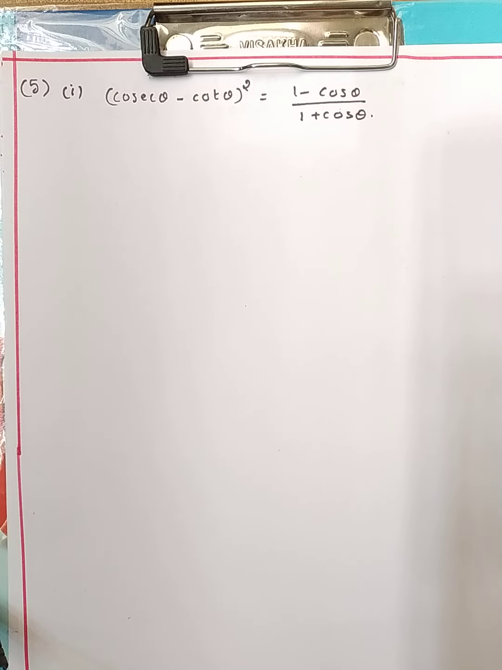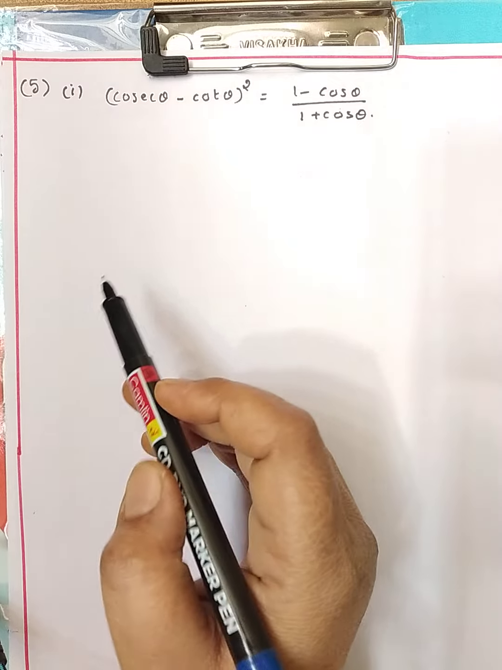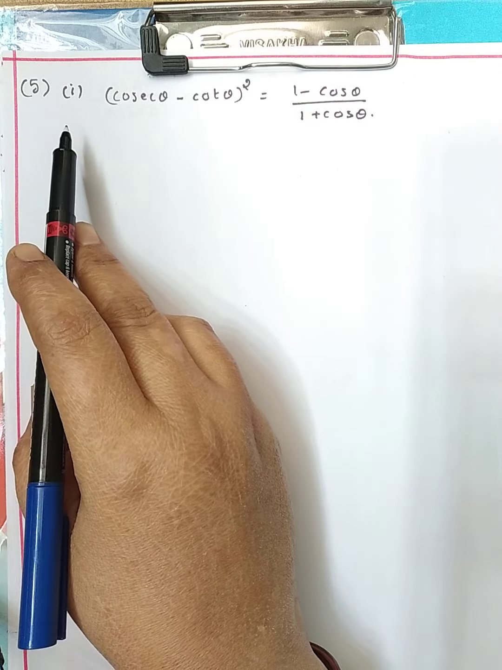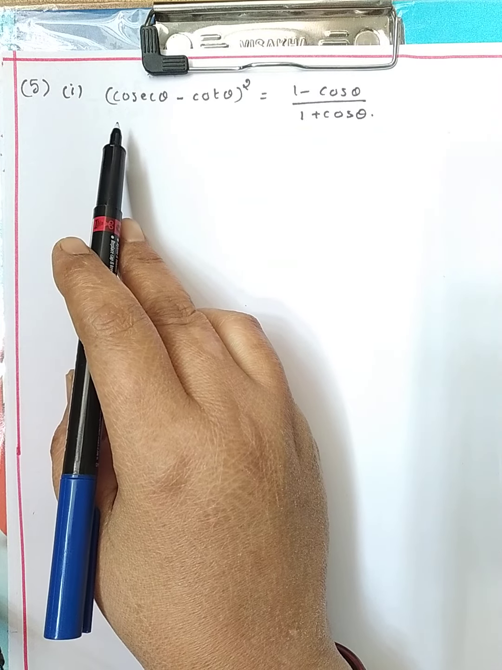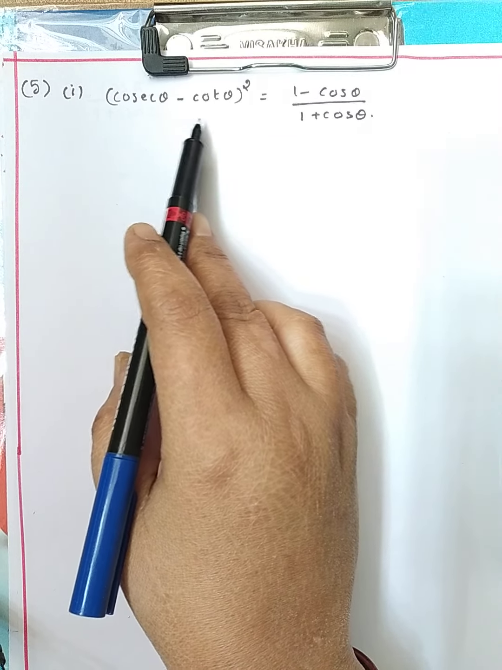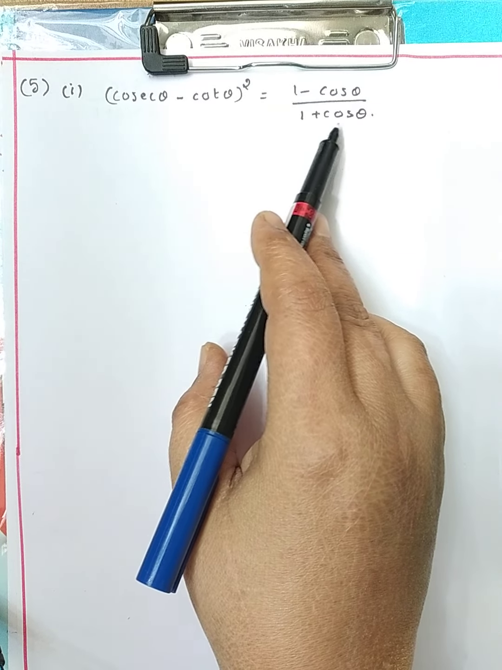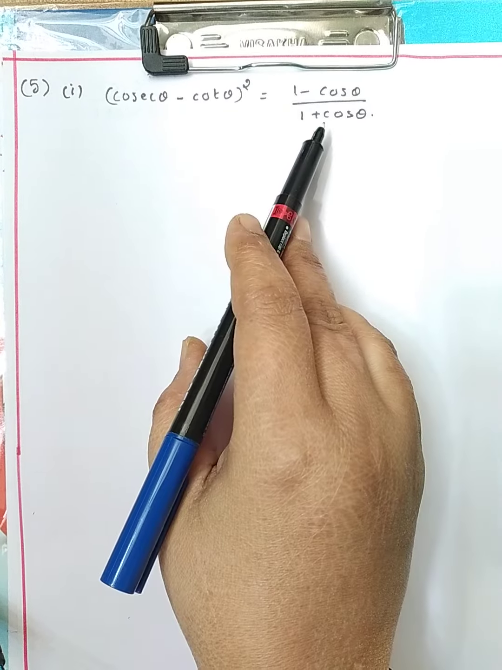So today in this video, continuing the introduction to trigonometry chapter, in exercise 8.4 we will solve the fifth main question and its first sub-question. The first question in this chapter is (cosec theta minus cot theta) whole square equal to (1 minus cos theta) by (1 plus cos theta). We have to prove this.